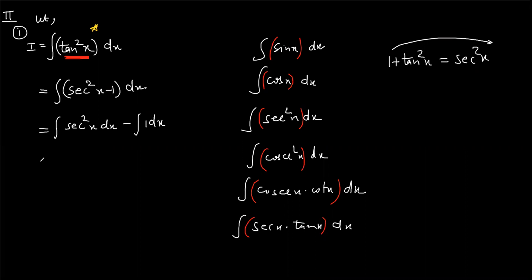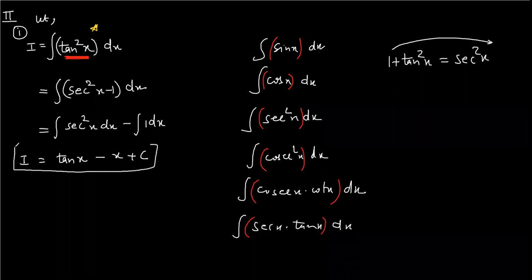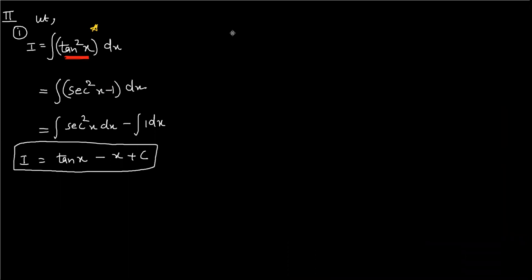So I equals integration of sec square x is tan x plus c, minus integration of 1 dx is x, and I don't write separate constants for each one of them. I will write the constant at once. This is the final answer: I equals tan x minus x plus c. Very well done.